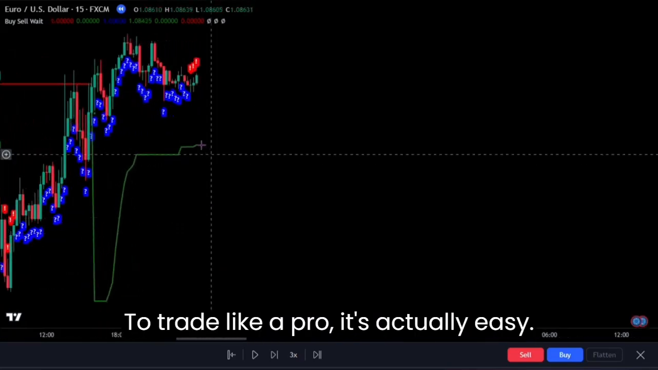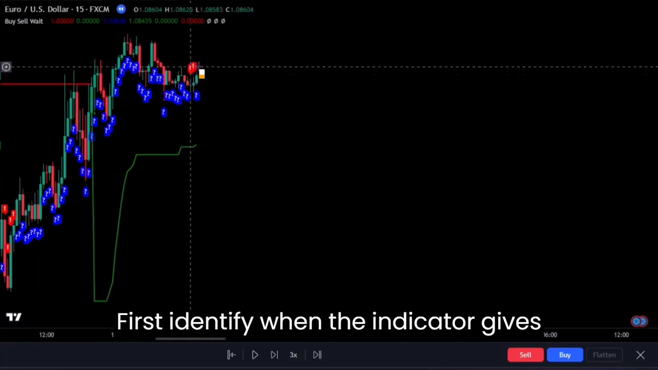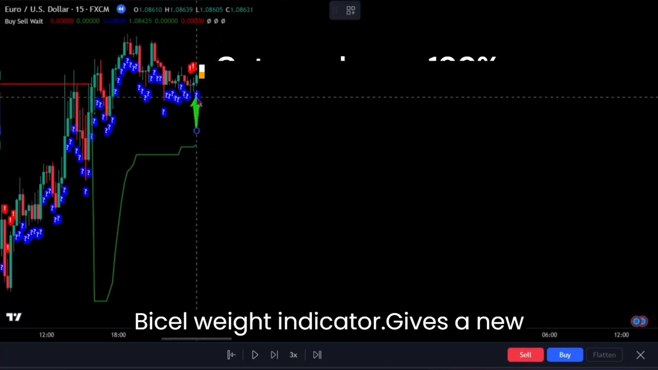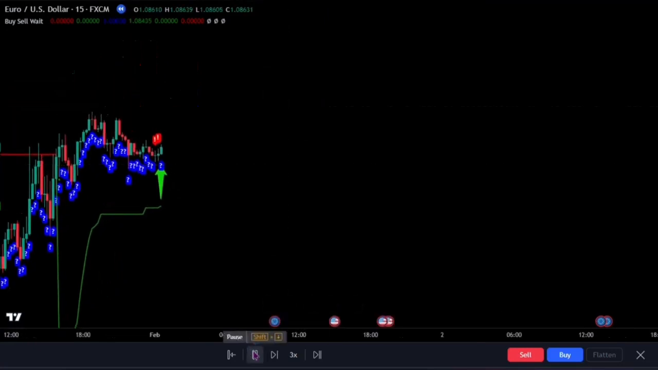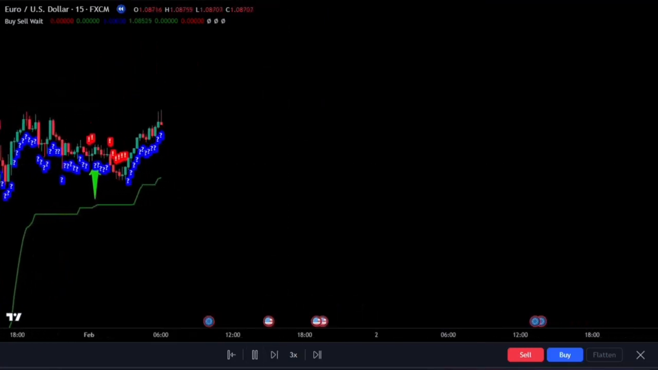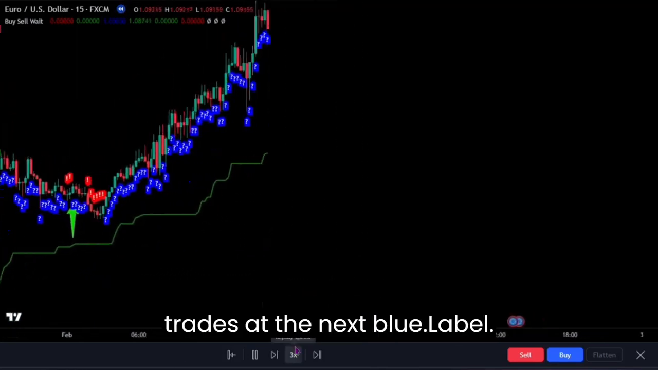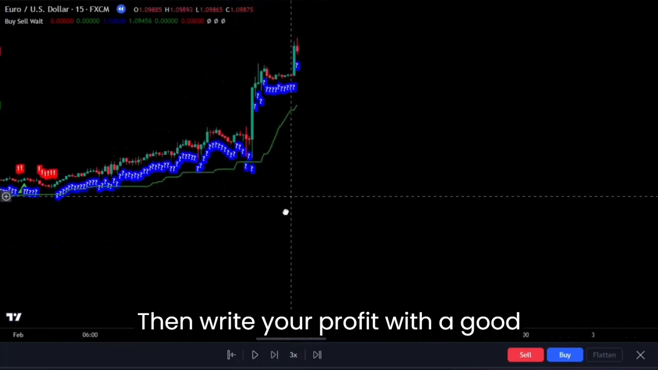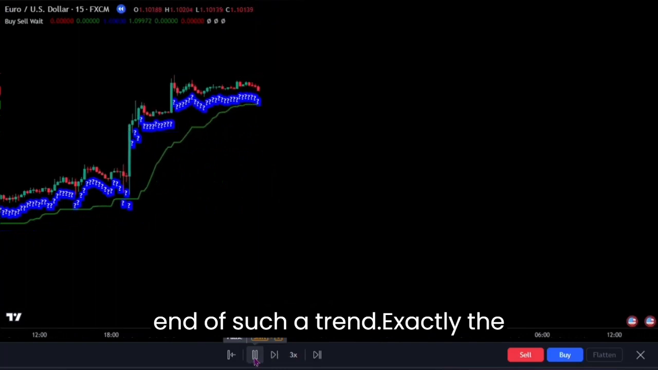To trade like a pro, it's actually easy. First, identify when the indicator gives a new buy signal, as the buy-sell weight indicator gives a new green moving average. Then we would have to wait till we see at least 2 red labels. Look to enter your trades at the next blue label. Then ride your profit with a good trailing stop loss till you get to the end of such a trend.